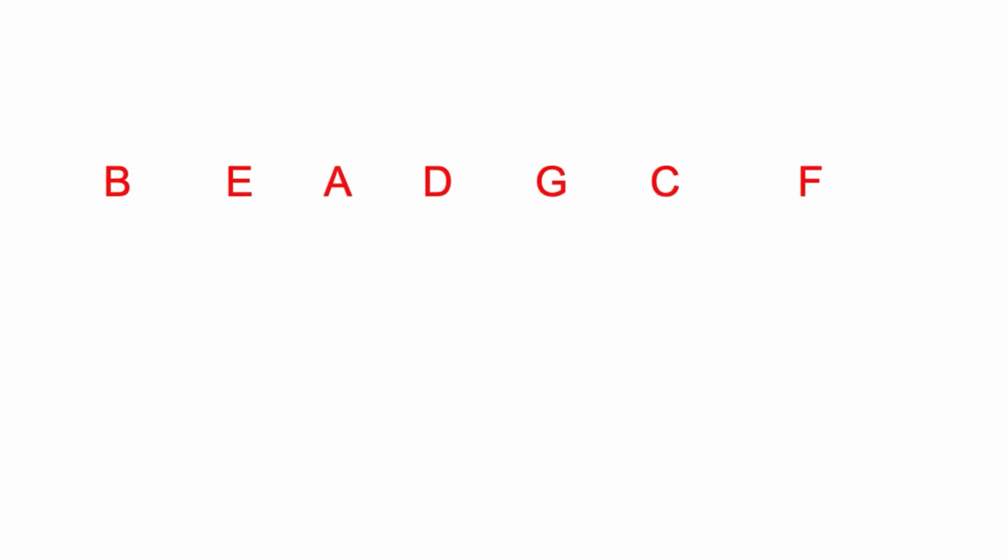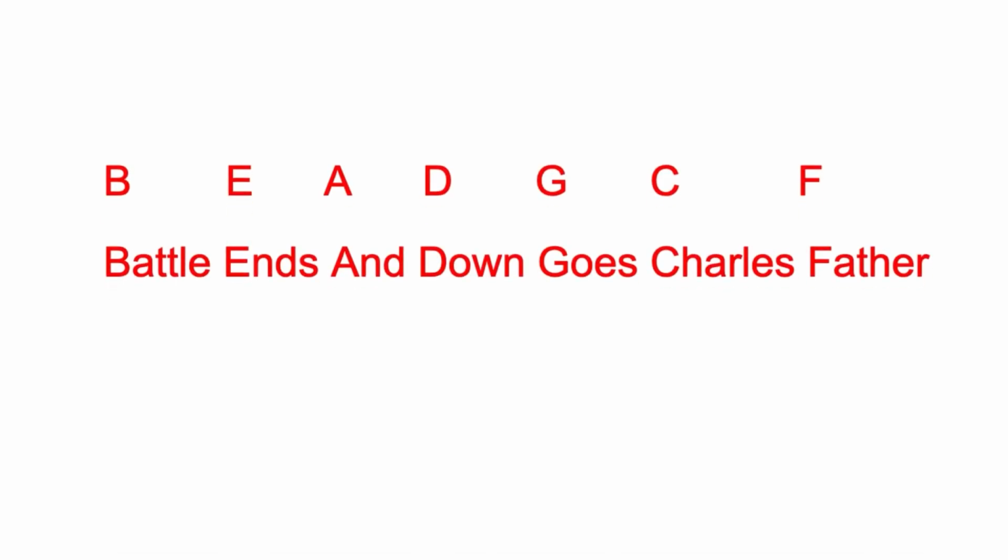Backwards it is B, E, A, D, G, C, F: Battle Ends And Down Goes Charles' Father. So same thing, just flipped here obviously, and we're going to look at it both ways, but it is just one acronym. That is the only thing you really have to memorize for this. And now we will let the circle reveal the rest and just go over how we're going to use that.